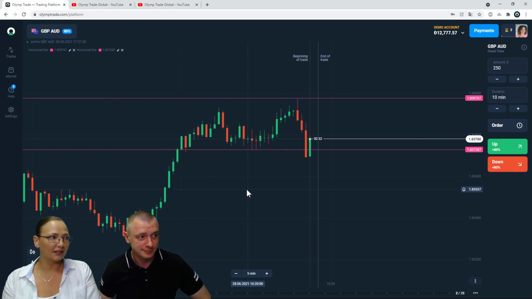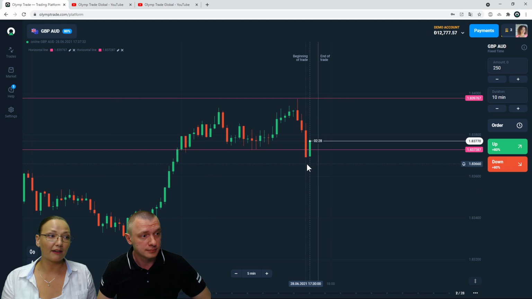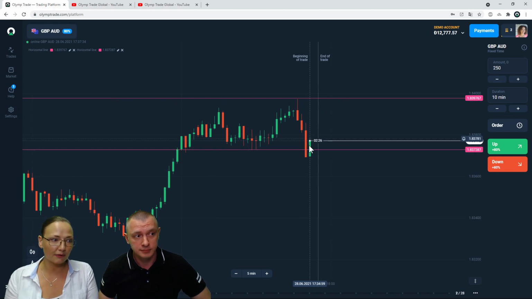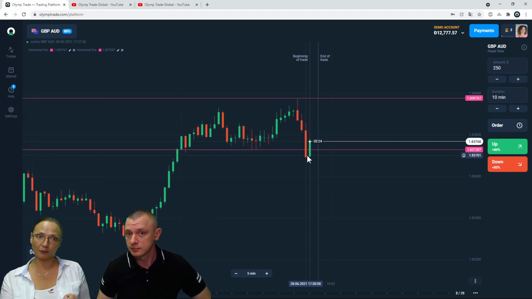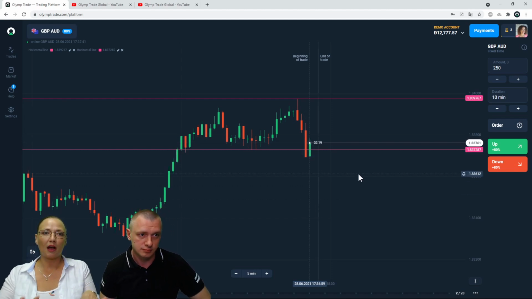So what we can see here is that we're looking at the GBP AUD. We're looking at the 5 minute time frame. I have identified my levels of support and resistance. I can see that the price tried to break this level, but we're coming back up again. This is why I'm going to go ahead.